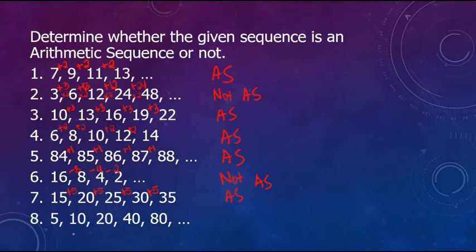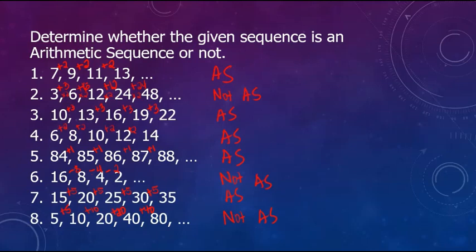Next, number 8. You have 5, 10, 20, 40, 80. Is this an arithmetic sequence or not? Okay, let us check. How did we obtain 10? From 5, we add 5. So, kaya meron tayong 10. From 10, we add 10 para makuha si 20. From 20, we add 20 para makuha si 40. From 40, we add 40 para makuha si 80. So, ang mga numbers na ina-add nyo, you have 5, 10, 20, 40. Pare-pareho ba or fixed ba yung number na ina-add nyo? Hindi. So, therefore, this is not an arithmetic sequence.